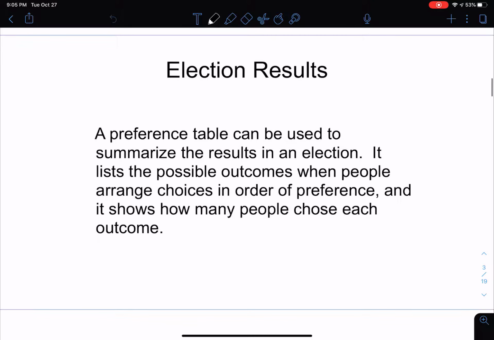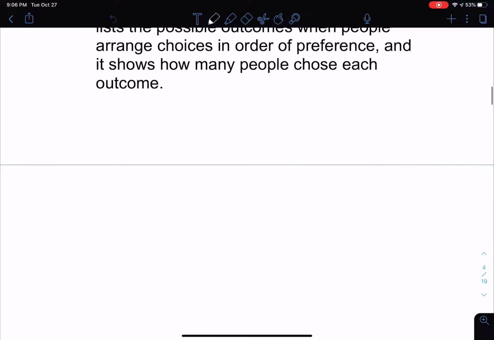Now, before we look at those methods, I just want to mention that the results of an election can be organized or summarized into something called a preference table. When people arrange their choices in order of preference, the table can help show how many people chose each outcome. So it can summarize things and make it easier to analyze and decide who's the winner. An example of a preference table: across the top, it might have number of votes.